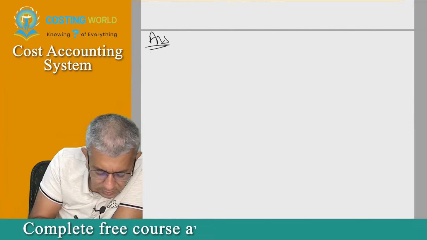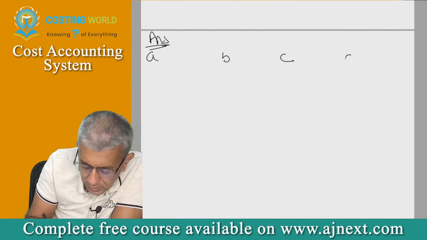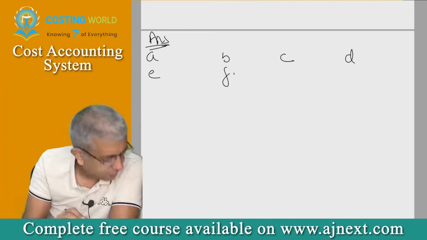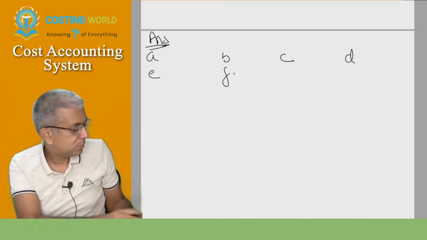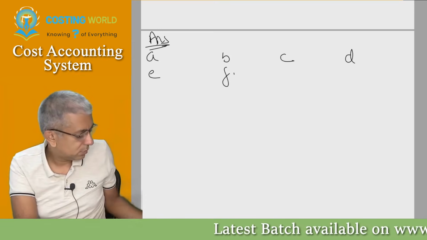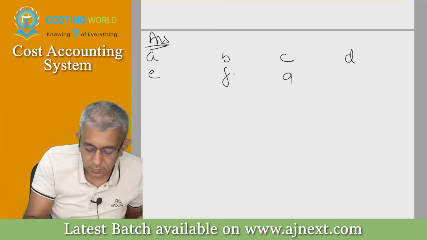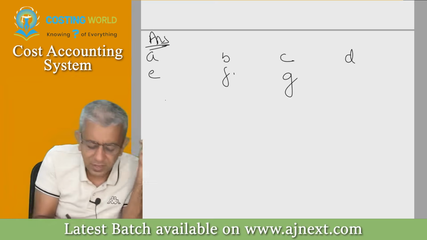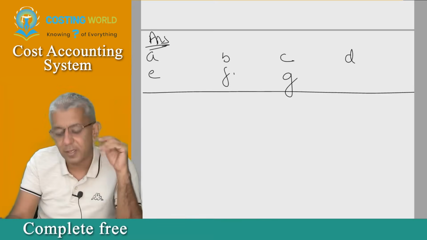In that 3/4 page, you all write down like this: answers A, B, C, D, E, F, G. The moment we get the answers, we will start to write them over here.